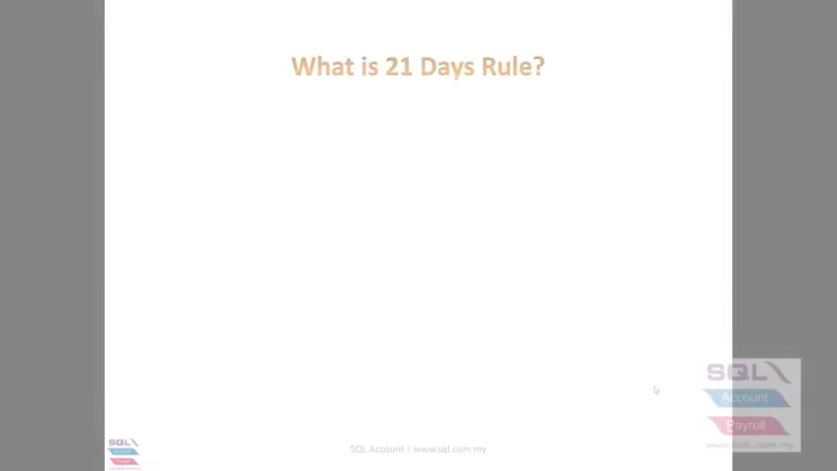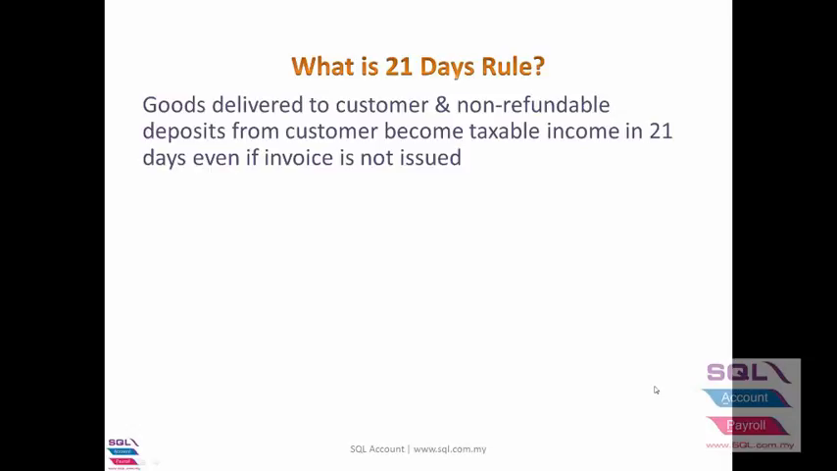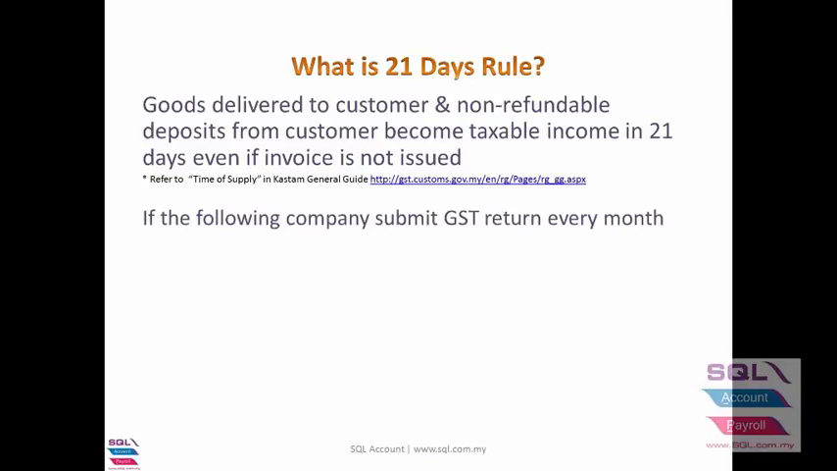Now, I'd like to explain the 21 days rule. Goods delivered to customer or service rendered to customer and non-refundable deposits from customer will become taxable income in 21 days, even if the business owner did not issue an invoice. We're going to use 3 different scenarios to explain this rule.